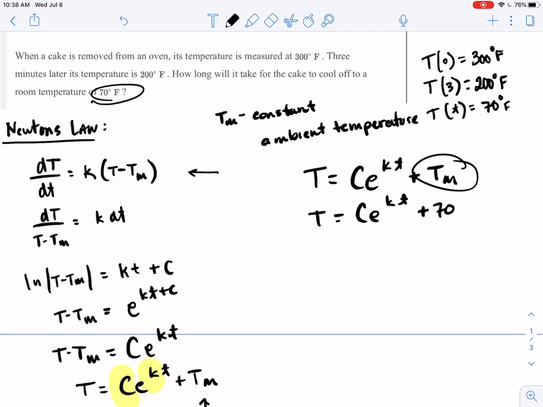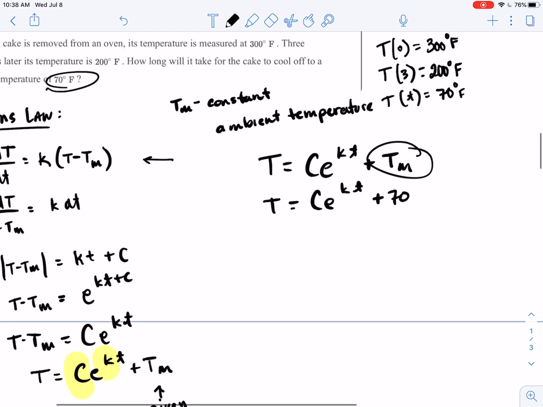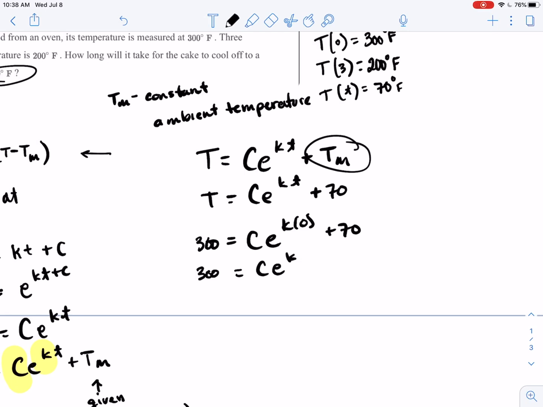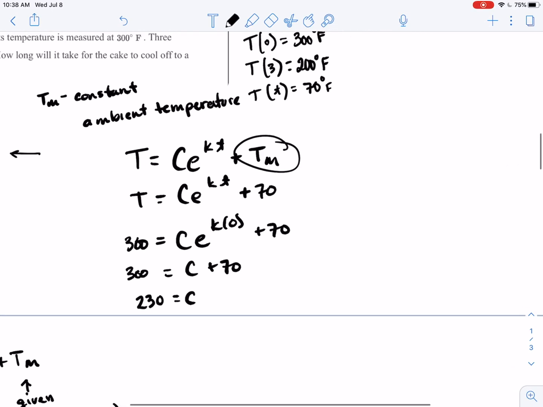Okay, so now let's see if we can find the other two constants. So I'm going to go with the initial one. Initial is 0, so I got 300 equals C e^(k times 0) plus 70, right? So that's 300 equals C e^0. That's going to be just 1. I don't need that. Minus 70, so I get 230 equals C. All right, so let's plug that back in.